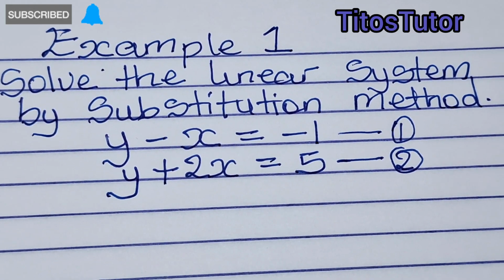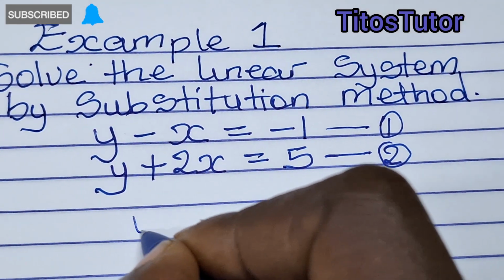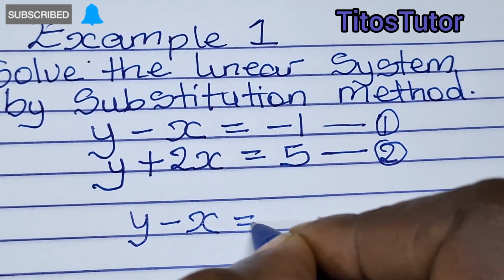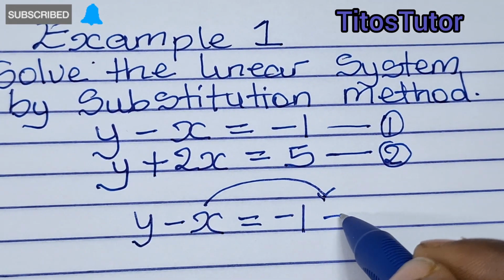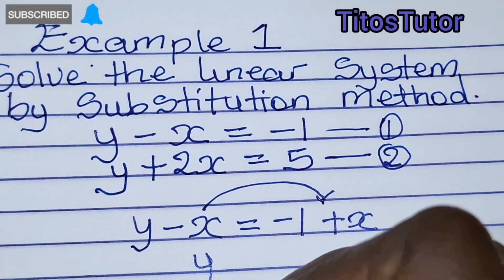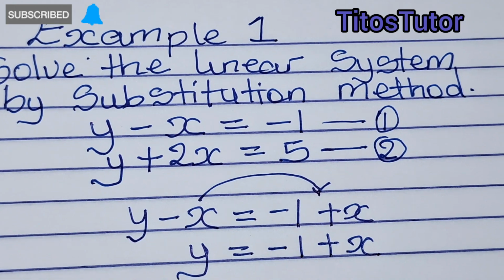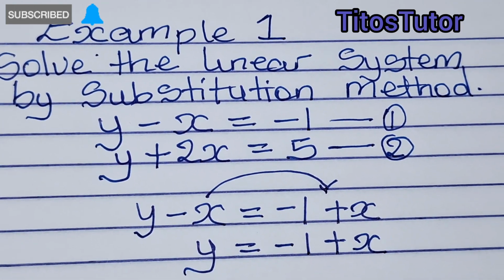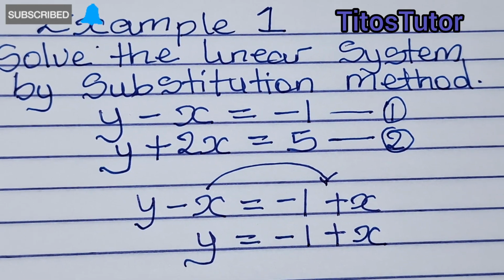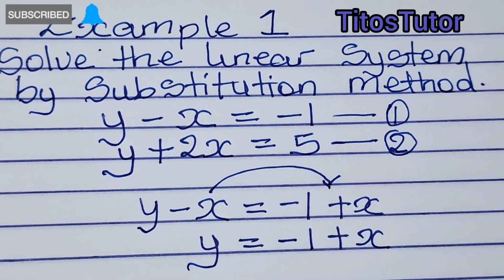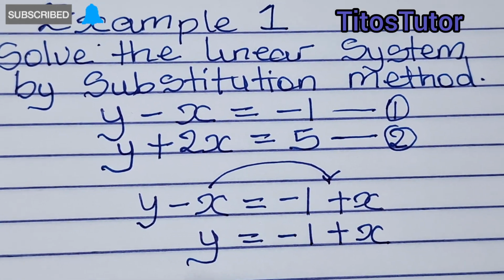Me, I decide to use equation 1, and I'm going to make y the subject of the formula. So let's go. y minus x is equal to -1. That's my first equation. I take this to the other side, it becomes plus x. So y is equal to -1 plus x. Remember that I made y stand on its own in equation 1, so I can't substitute it back into equation 1. That's mathematically incorrect, right? So I'm going to substitute y is equal to -1 plus x in equation 2. That's what I would do. Okay, so you can write that down.